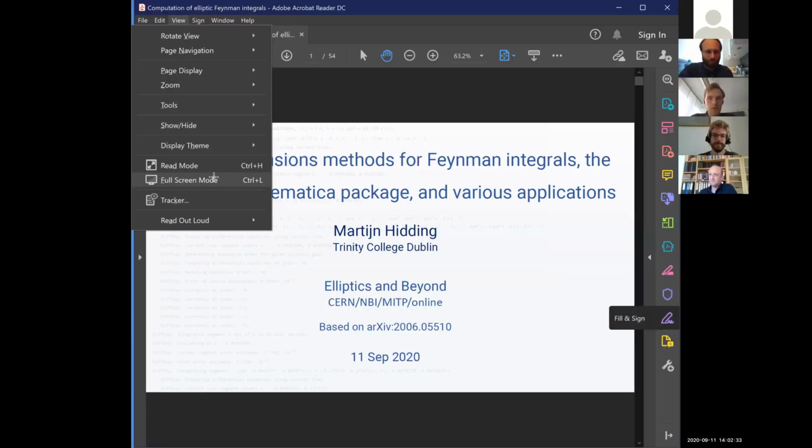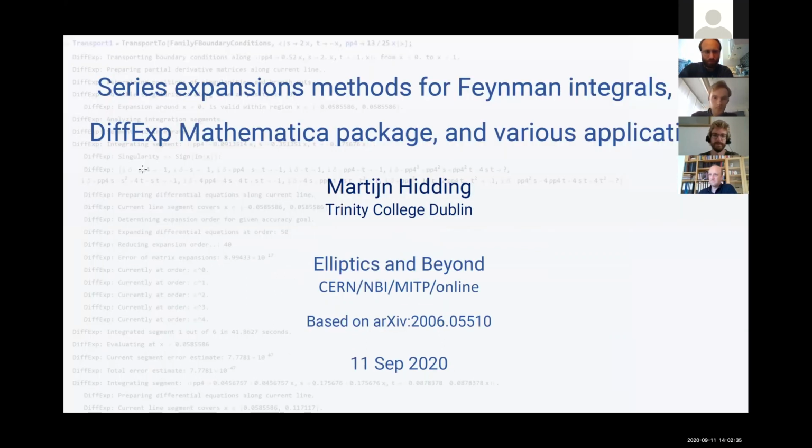Okay, so without further ado, it's a pleasure to have Martijn Hidding here telling us about solving elliptic and more general Feynman integrals through the expansion method. Please. Okay, thank you very much. Thanks to all the organizers for allowing me to give a talk here. The topic of my talk is series expansion methods for Feynman integrals, and for Feynman integrals that are beyond elliptic.